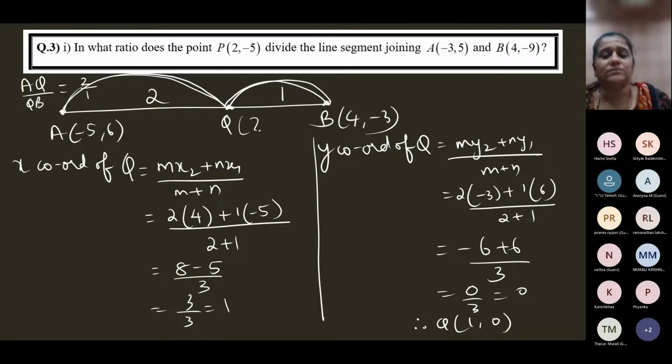So the section formula helps us to find the coordinates of the point of division. Here Q is the point of division. Q divides AB in the ratio 2:1. So using this formula, you will be able to find the X and Y coordinates of Q, the point of division.